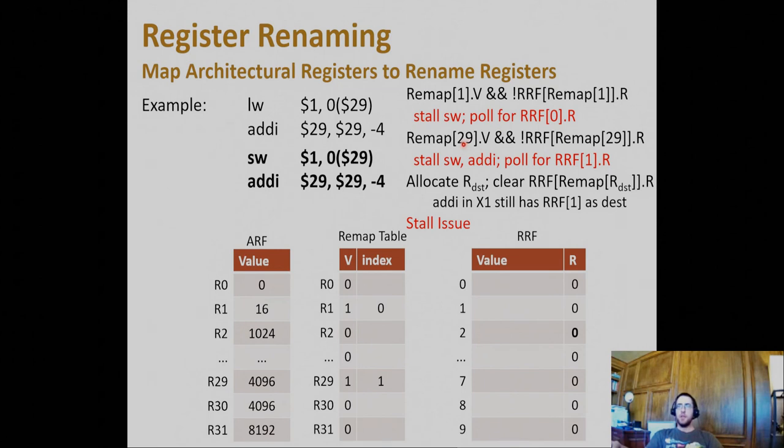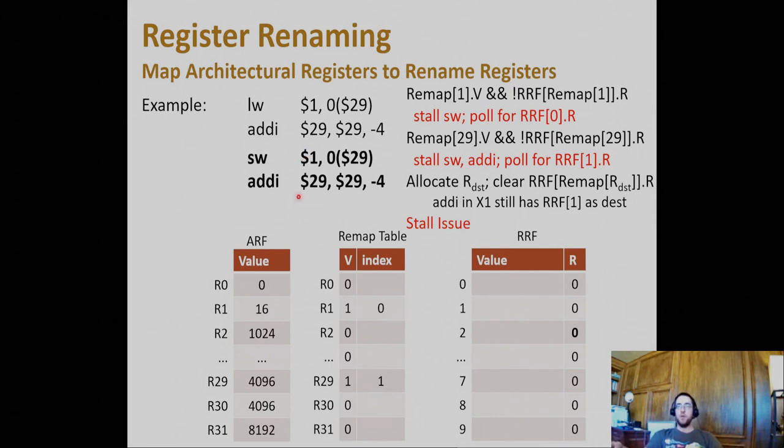And similarly, for $29, this is going to cause us to stall store word and add I, because they both need to wait for the value of $29 to be ready. We're going to allocate their destinations. So we're going to allocate $1 and $29 in this stage, but we're going to stall this issue stage because they're not ready to proceed.